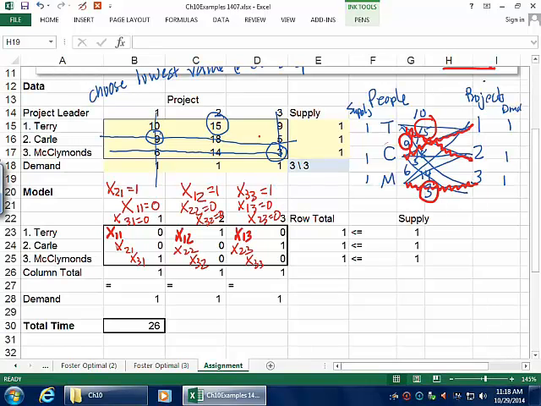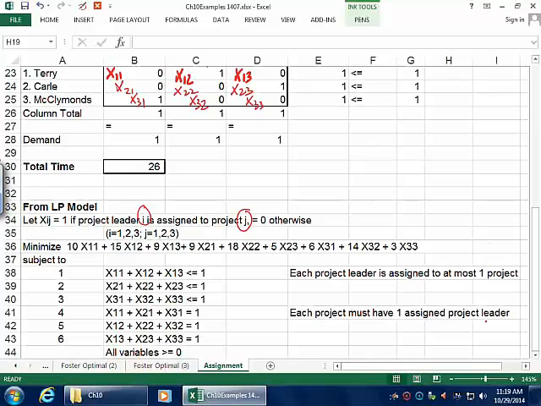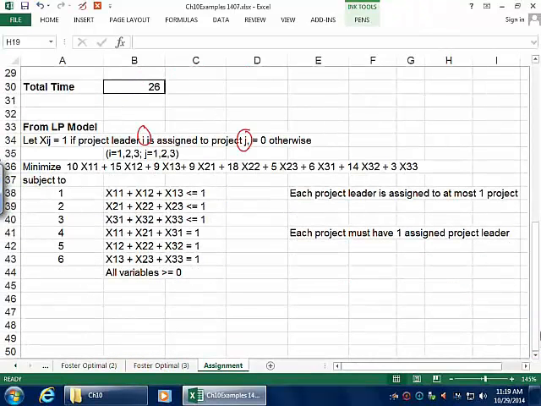So you could see that in each column there's only one 1, because each project should get only one leader, and in each row there will be only one 1, because each person only gets one project. That's why here we have something like this: the row total is less than or equal to 1, and the column total is equal to 1. So no more than 1 is allowed. And here's what the model will look like.